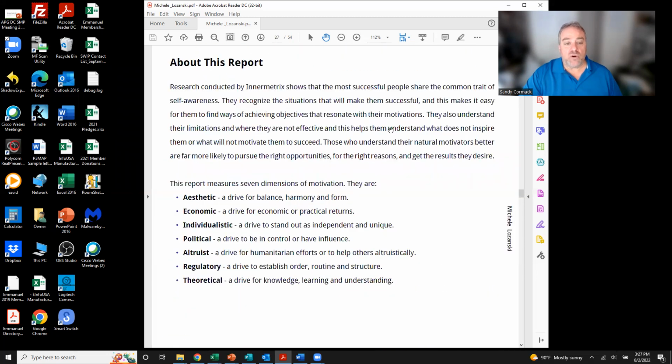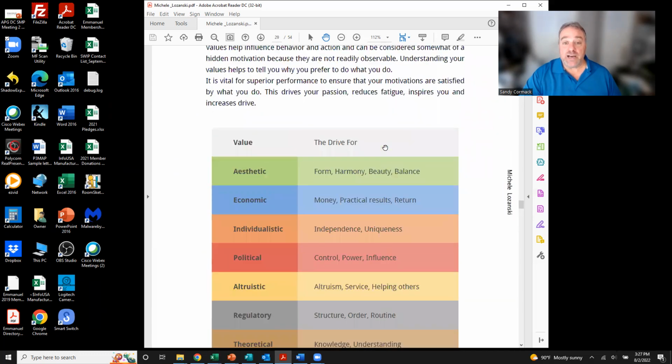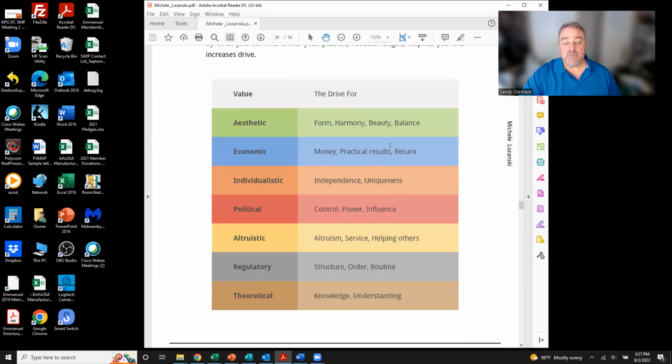And we're going to start our exploration of this by going down to page 29, which looks at the 7 dimensions. I'm going to spend a few minutes talking about these 7 dimensions. The aesthetic dimension is the first value that we look at, the first motivator. This is the drive for form, harmony, beauty, and balance. The thing that people connect with most with this aesthetic dimension is work-life balance.